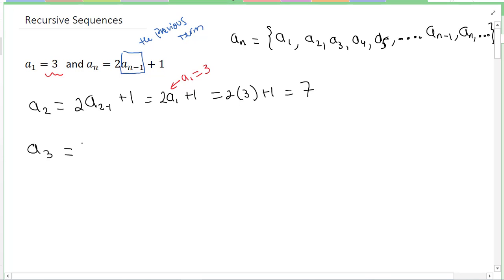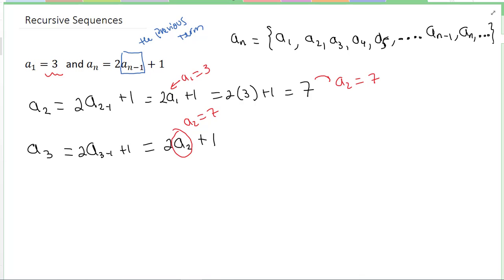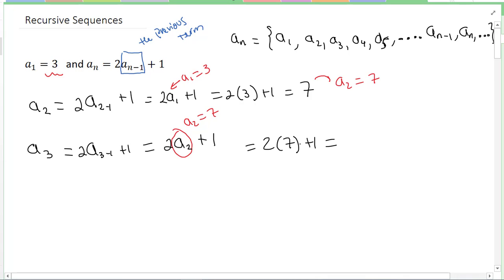So a sub 3 then is going to be 2 times a sub 3 minus 1 plus 1, which notice, 3 minus 1 is 2. So it'll be 2 a sub 2 plus 1. And we just found here that a sub 2 is 7. So I can put that in here. A sub 2 is 7. So this becomes 2 times 7 plus 1, which is 15. So that's my a sub 3.